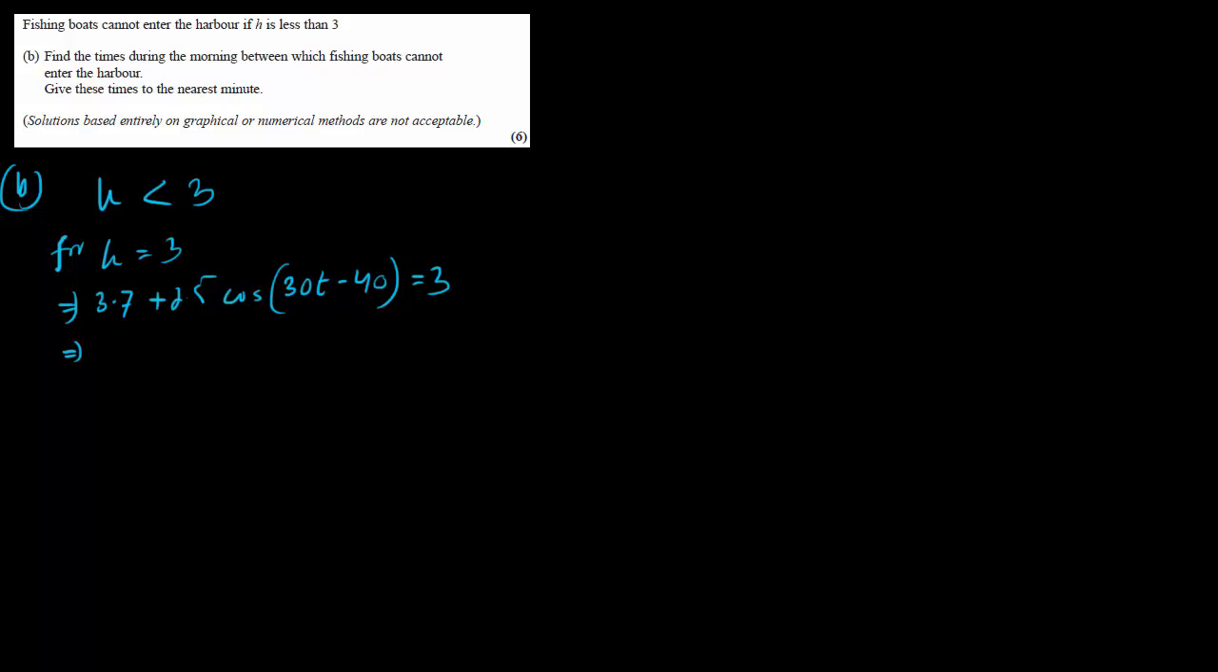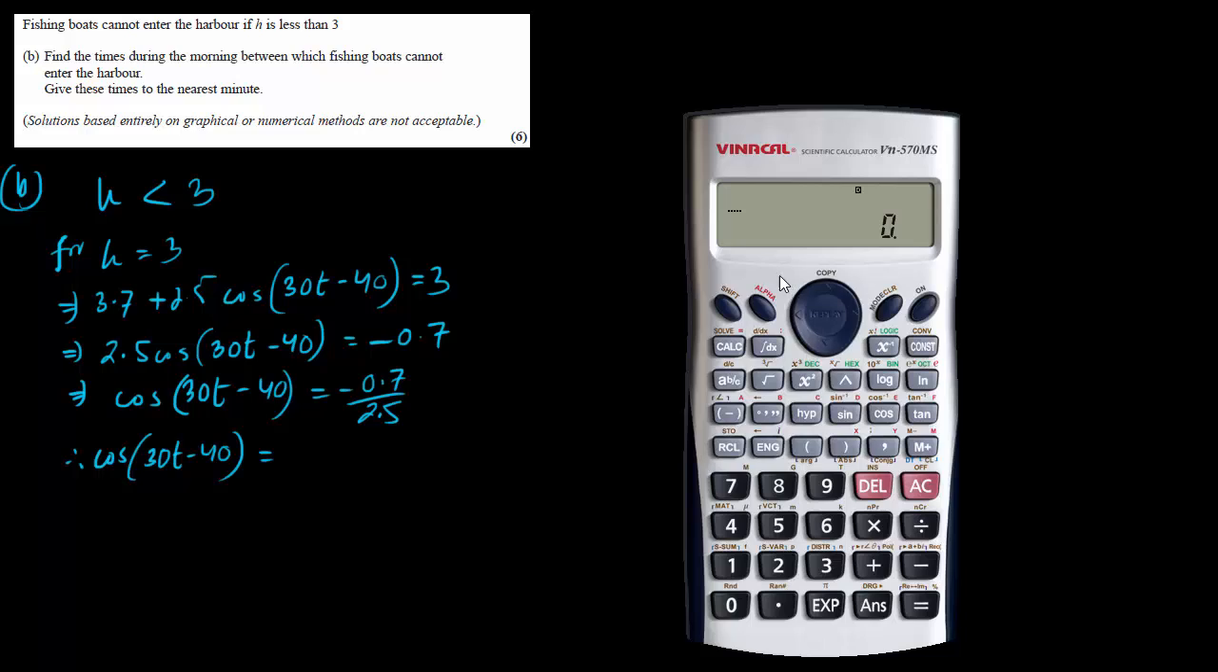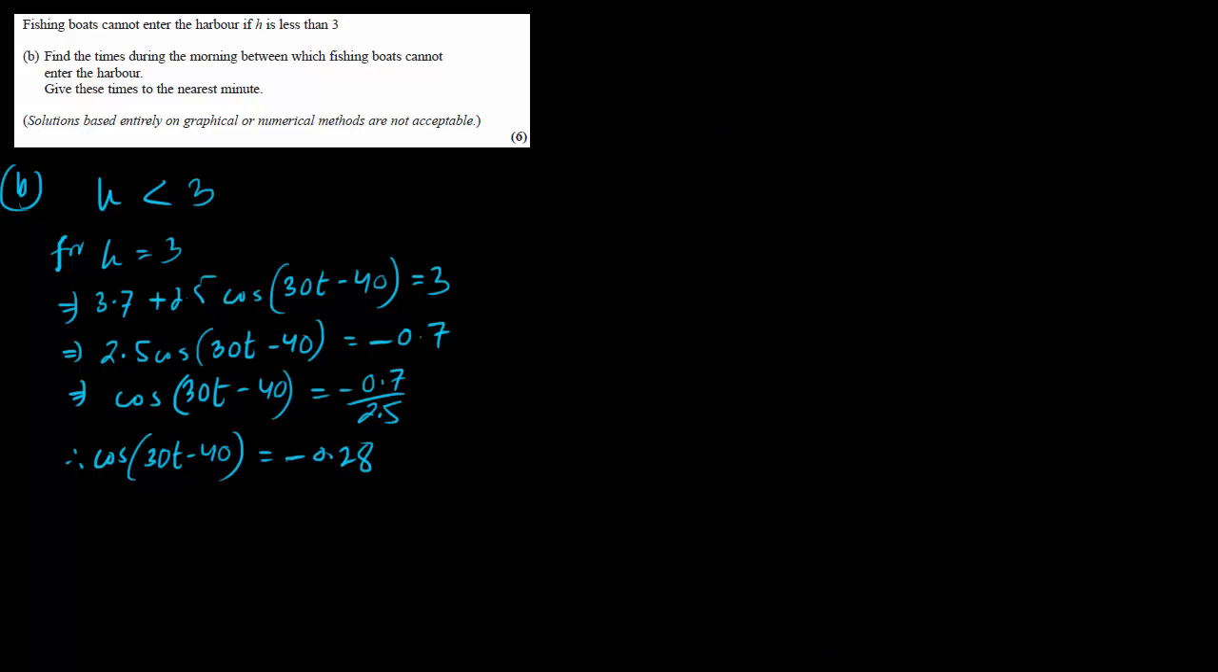So what we have over here is 2.5 cos(30t minus 40) equals 3 minus 3.7, which would be minus 0.7. And then let's send this 2.5 to the other side. It turns out to be cos(30t minus 40) equals minus 0.7 divided by 2.5, and therefore we can write cos(30t minus 40) equals minus 0.28. So we have to solve this thing.